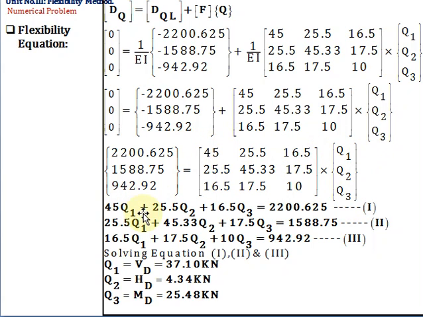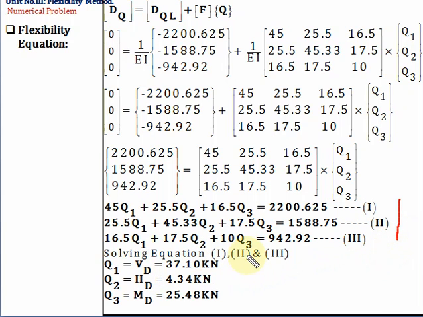So 45 into Q1 plus 25.5 into Q2 plus 16.5 into Q3, equal to what? This 2200.625. Now the second row: 25.5 into Q1, 45.33 into Q2, 17.5 into Q3, equal to 1588.75. Now next, 16.5 into Q1 plus 17.5 into Q2 plus 10 into Q3 equal to 942.92. Now here we'll get these three simultaneous equations.